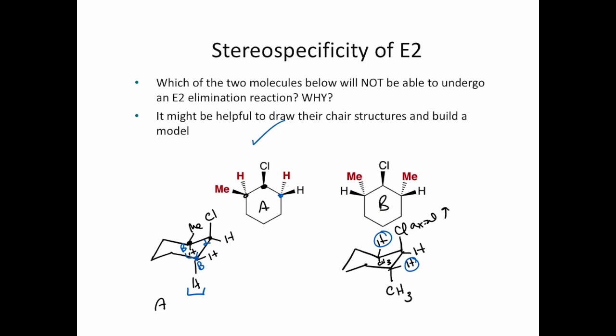So this one will not undergo an E2 elimination because there's no chair we can draw where the chlorine, the leaving group, is axial up while the beta hydrogen is also axial down. So B will not undergo an E2 elimination.